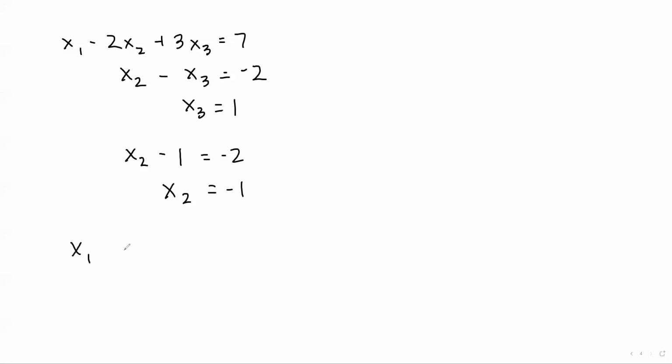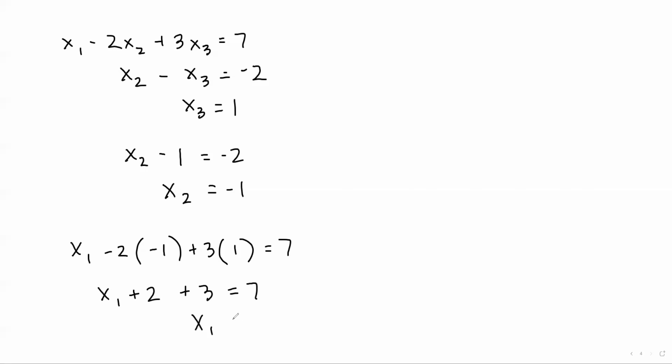So we've got x1 minus 2 x2, which is -1, plus 3 x3, which is 1, equals 7. So we've got x1 plus 2 plus 3 equals 7. And we get x1 equals 2.